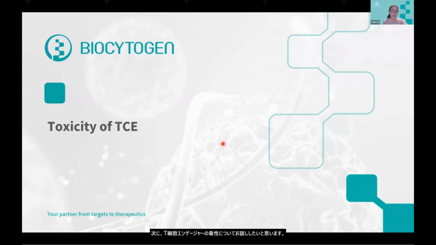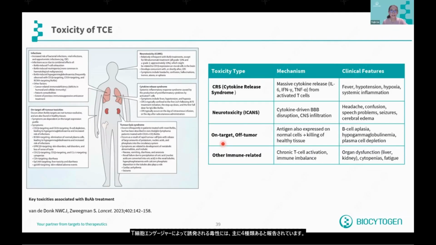Next, I would like to discuss the toxicity of T cell engagers. It is reported that there are mainly 4 types of toxicity induced by T cell engagers. One is CRS, that is cytokine release syndrome, which is caused by the reaction of the T cells. Meanwhile, there are neurotoxicity symptoms, which are also caused by cytokine-driven BBB disruption or CNS infiltration.